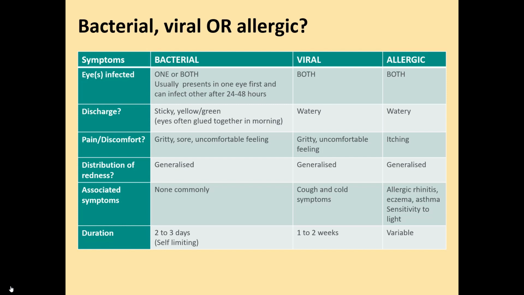So if it's hay fever, it's likely to be for a few weeks during the spring-summer period. But if it's a pet allergy, it might be something that is continuous on exposure to the allergy-causing pet. Spend some time looking over that table and get familiar with the differences in how we identify the different types of bacterial, viral or allergic conjunctivitis.